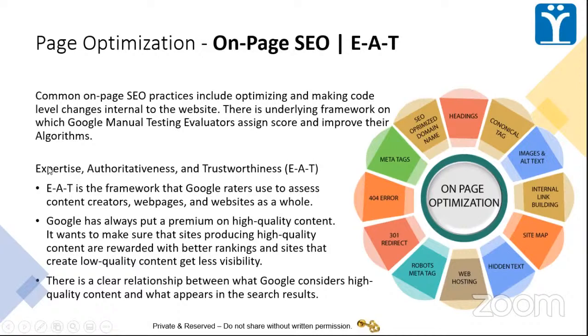So what is EAT? EAT is a framework which is applicable to all web pages, websites, YouTube, everywhere. Wherever there is content, Google will try to see if we are producing high quality content, and if it is high quality content, then it will give higher rankings and increased traffic. But for that to be considered high quality, you have to maintain certain standards or showcase those hints to Google.